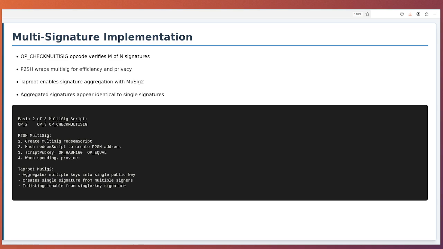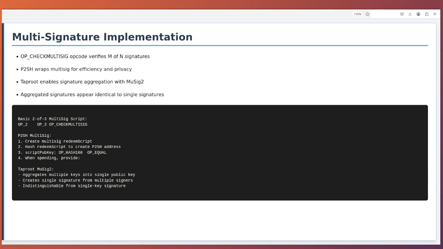Modern implementations typically wrap multisig in P2SH addresses for efficiency. To create a P2SH multisig, you first construct the multisig redeem script, then hash it using SHA-256 and RIPEMD-160 to create a 20-byte hash. This hash becomes the P2SH address. The output script is very simple. OP_HASH160, the 20-byte script hash, OP_EQUAL.